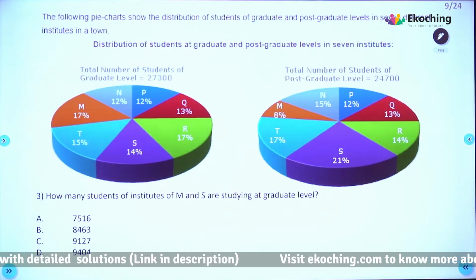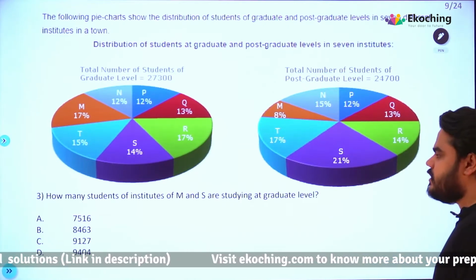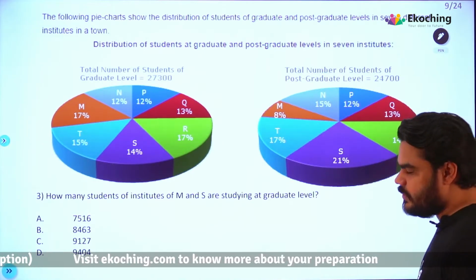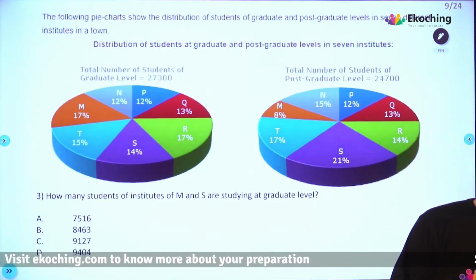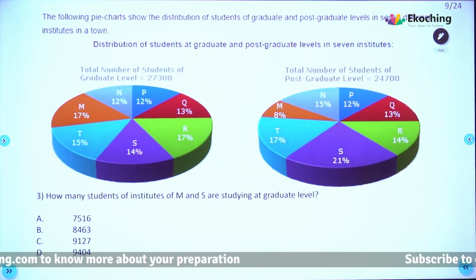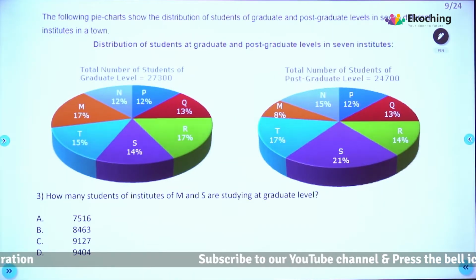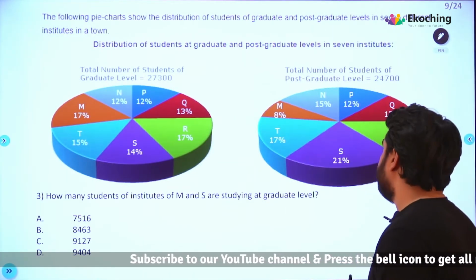Question number 3. How many students of institutes of M and S are studying at graduate level? So simple question. I'm going to give you 1 minute for this. That is even more than required. Take 1 minute, pause the video, come back to me when you have an answer in your hand. Okay, so I hope by now you have tried it.